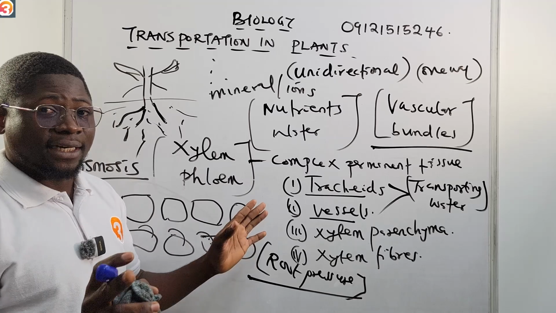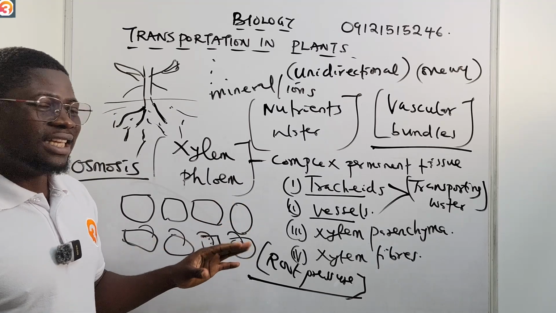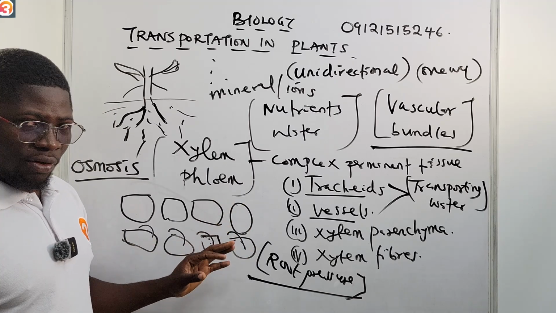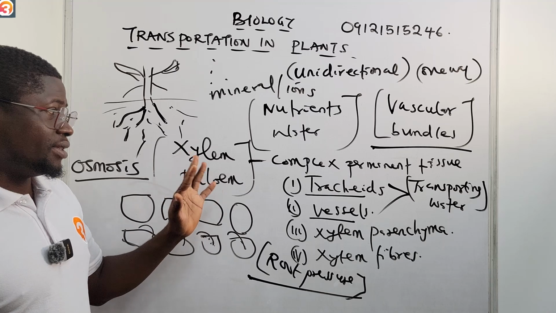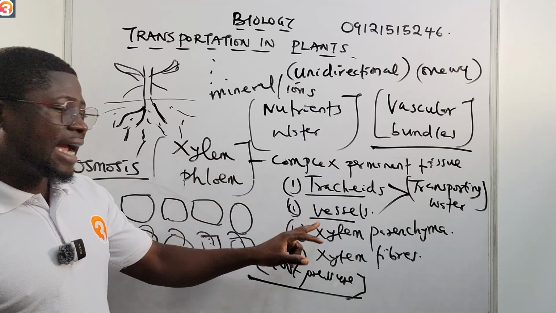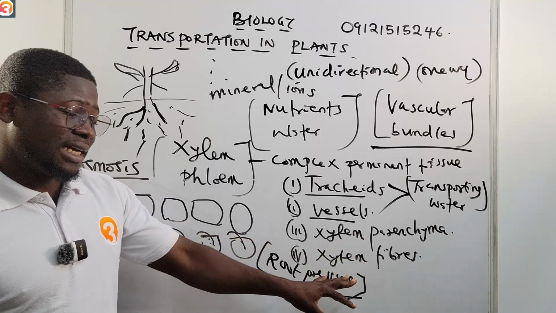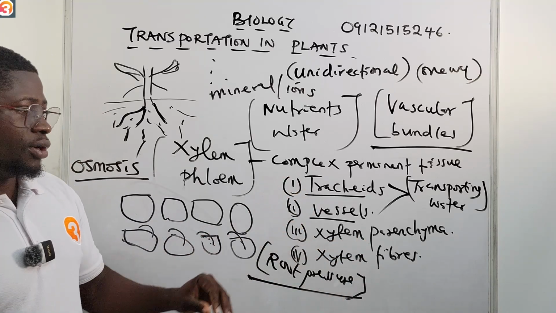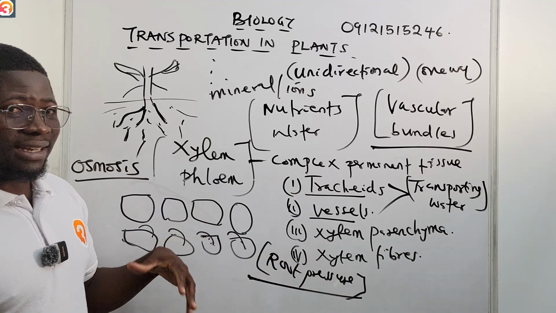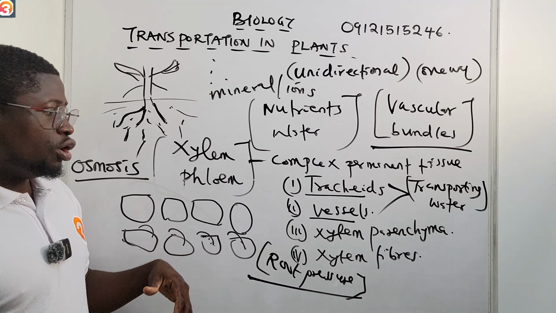Do not be shocked. It's very, very easy to understand. So I'll talk about the four types of cells that make up the xylem: the tracheids, the vessels, the xylem parenchyma and the xylem fibers. You must take note of that. The tracheids and the vessels assist in the transport of water.